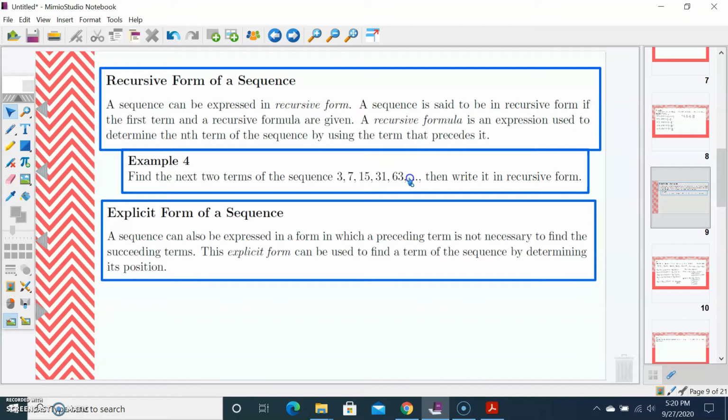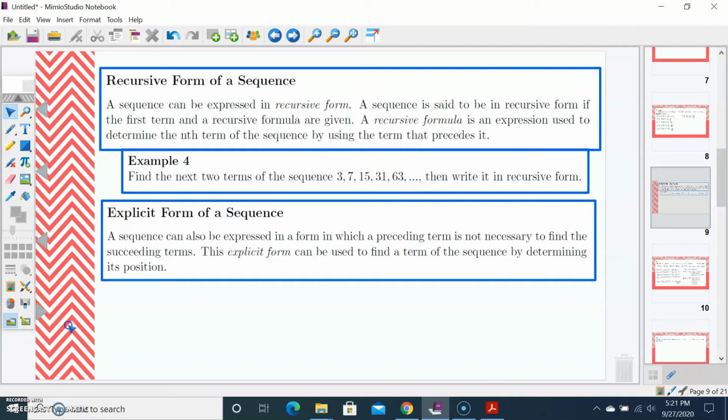So, ano ba yung definition natin ng explicit? So, explicit form of a sequence can also be expressed in a form in which a preceding term is not necessary to find the succeeding terms. This explicit form can be used to find a term of the sequence by determining its position. So ito naman nakadepende sa position. Kung pang ilang term ba siya, kung pang second, pang third, or first, or 10th position yung hinahanap natin na term, mahanap mo using the explicit form of a sequence.